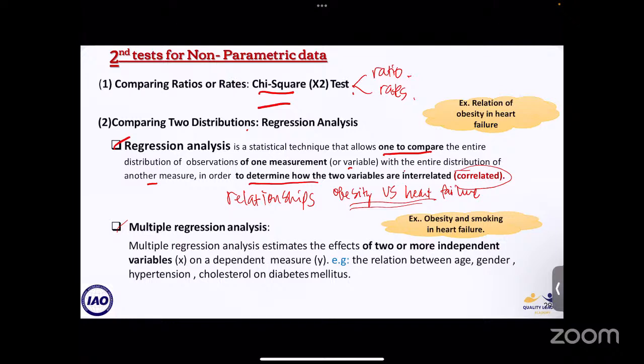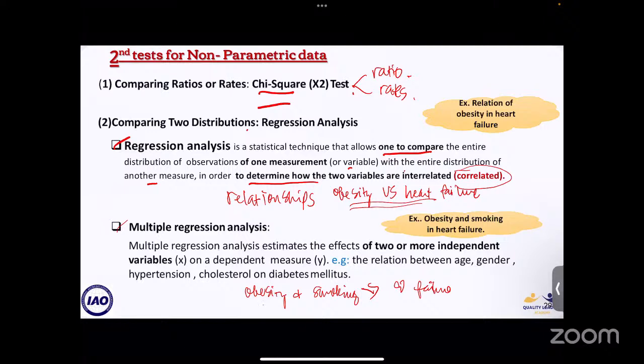An example is examining how obesity and smoking together affect heart failure. So this involves two or more independent variables and one dependent variable. So this is about multiple regression analysis.